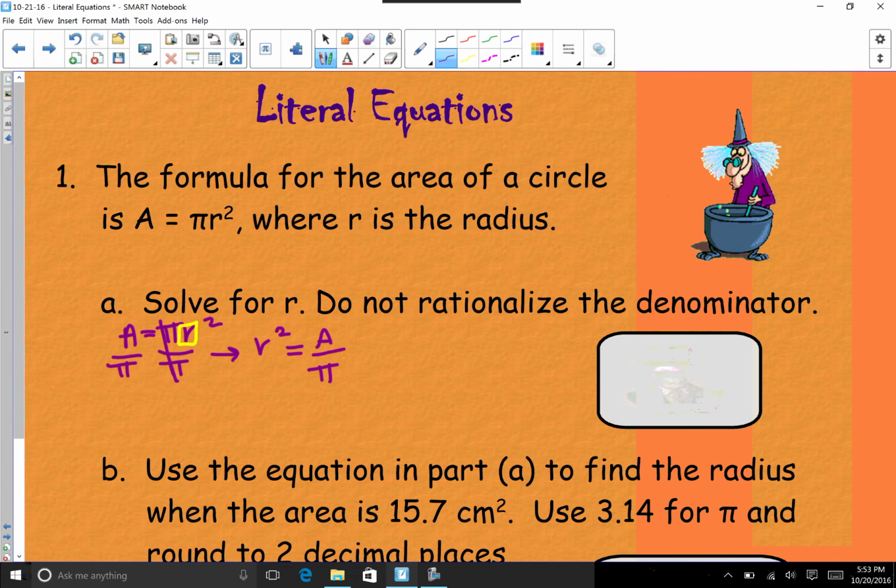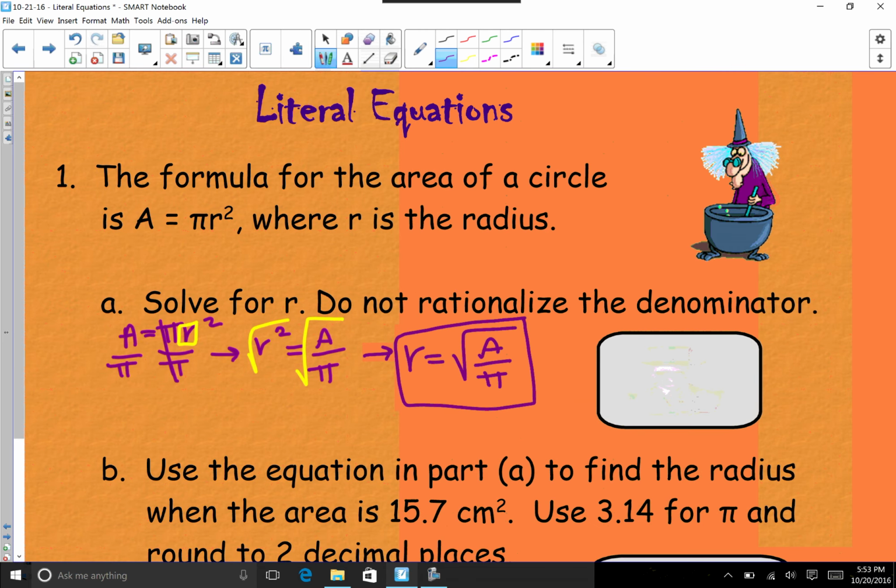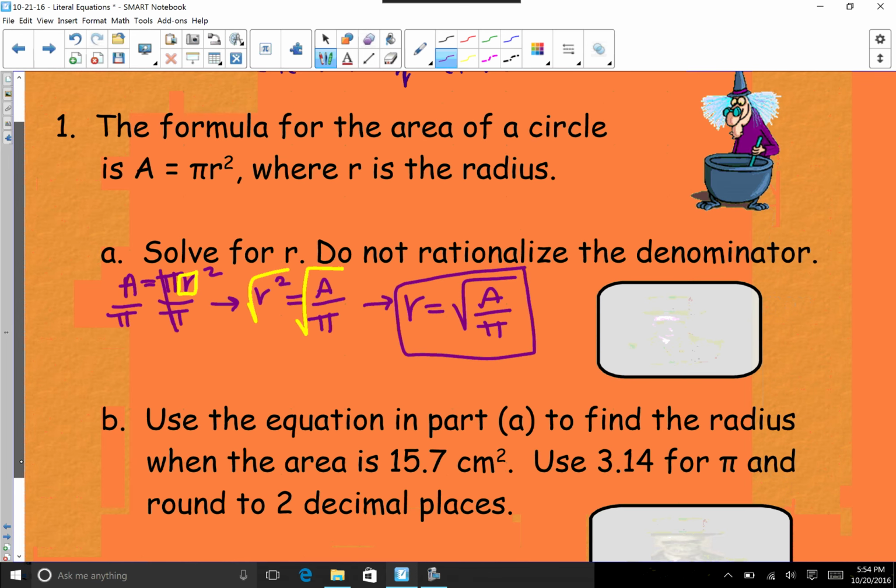Now I need that squared to go away, and to get rid of a square, we take the square root. So the inverse of squaring is square root. What we end up with is r equals the square root of A over pi. We know when we take a square root, it is plus or minus, but because we're talking about a radius, that's going to be a length. It's not going to have the negative in there. And it said don't rationalize the denominator.